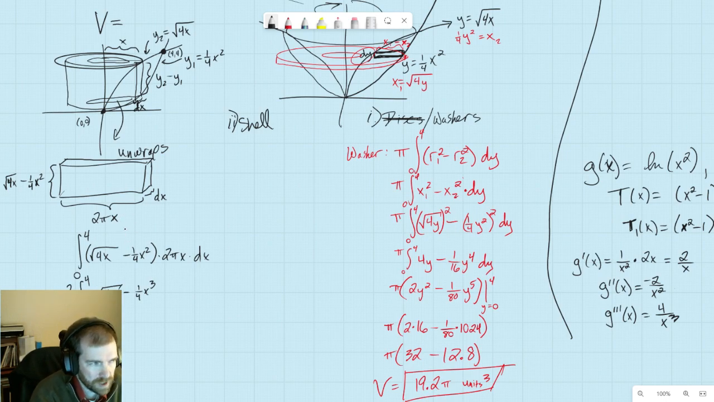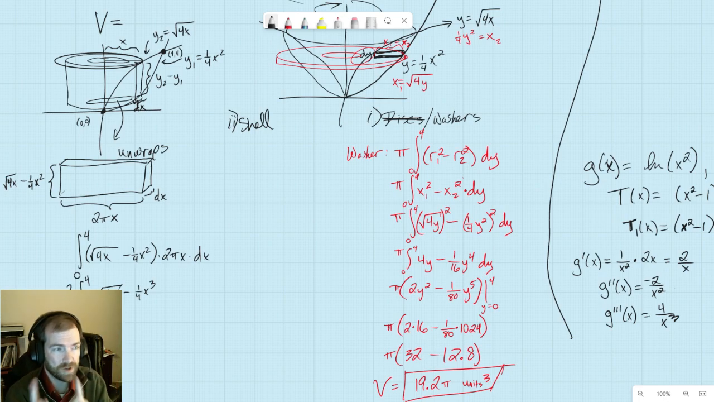So it depends on what you're talking about, right? The radius in the shell case is the distance from our axis, whichever axis you're using. So if it's about the y-axis, then it's going to be an x distance, because you're saying how far away are we from this particular location.